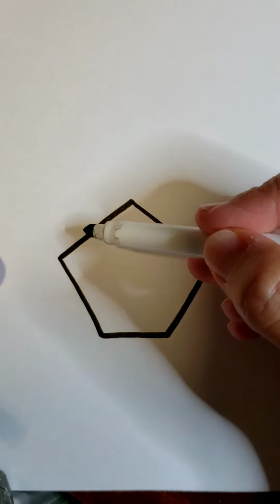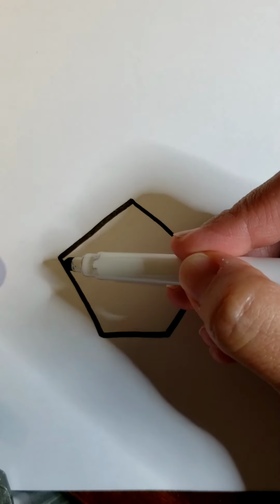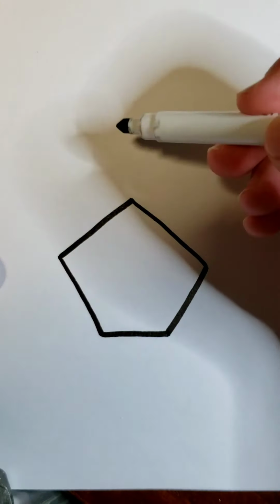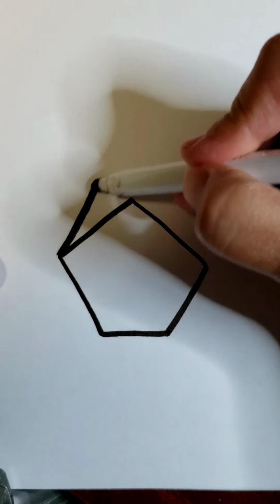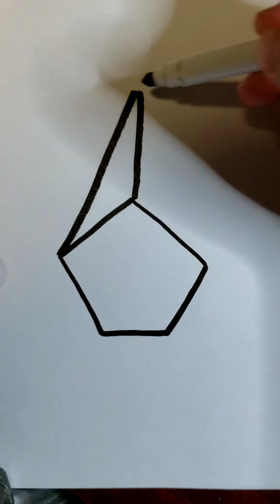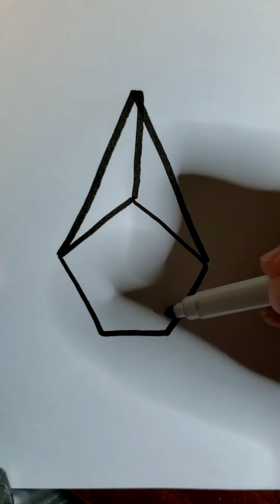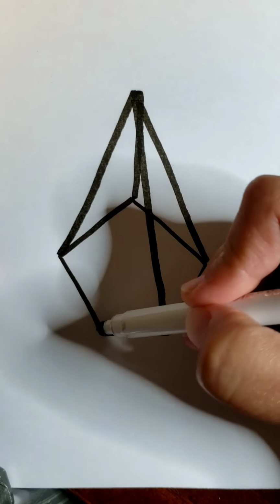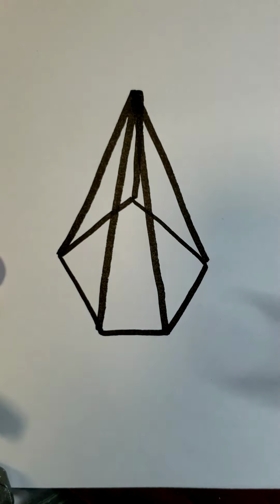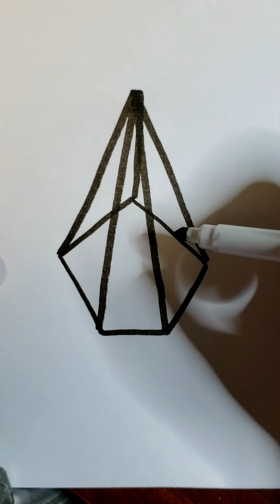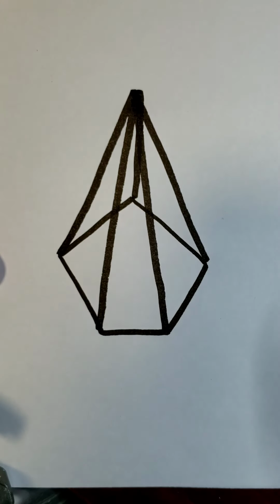Let's take a look at two examples here. What if I had this polygon here, which has 1, 2, 3, 4, 5 sides? I know that's a pentagon. And what if I draw lines that all meet at one vertex, just like that? What type of polyhedron would this be?